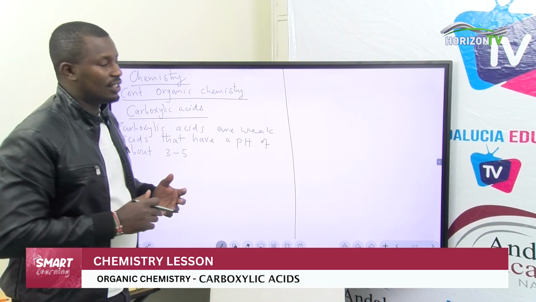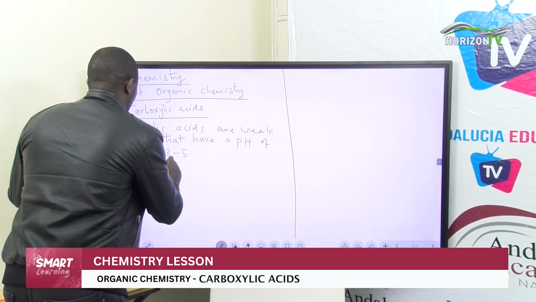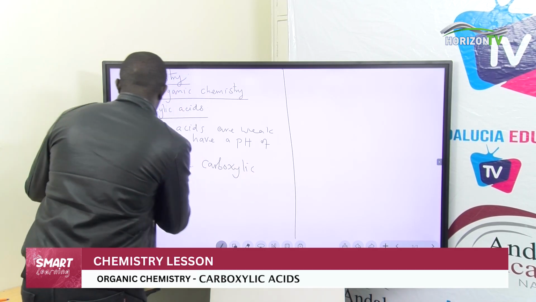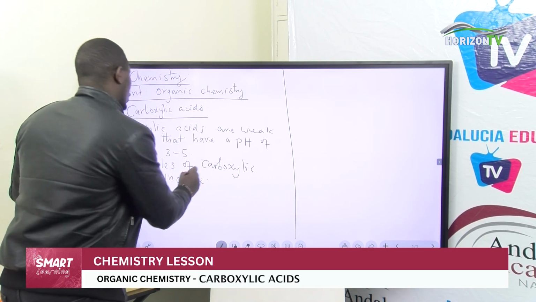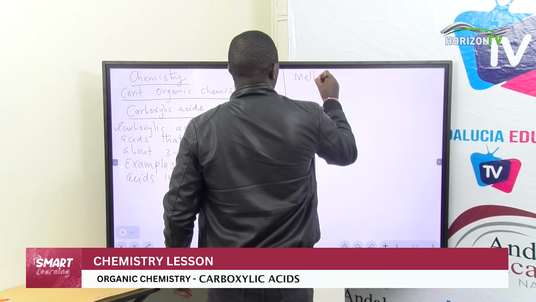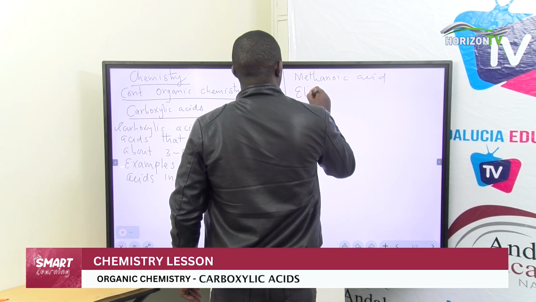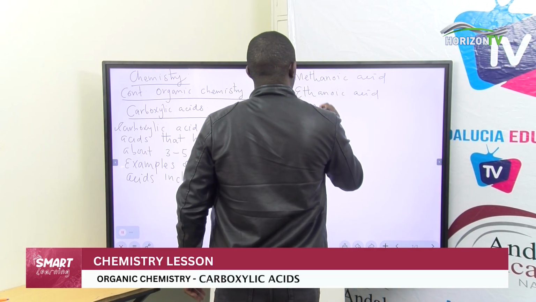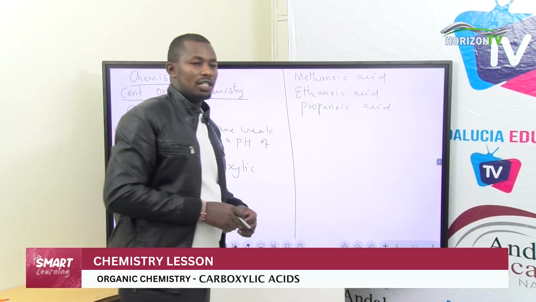Examples of carboxylic acids include methanoic acid, ethanoic acid, propanoic acid, and so on and so forth.